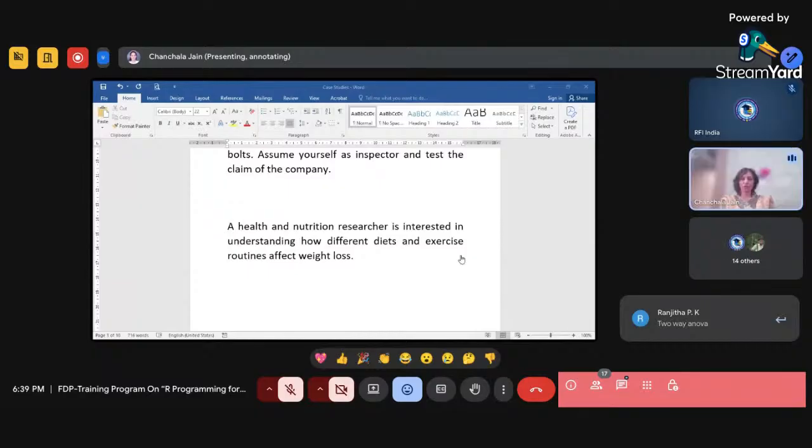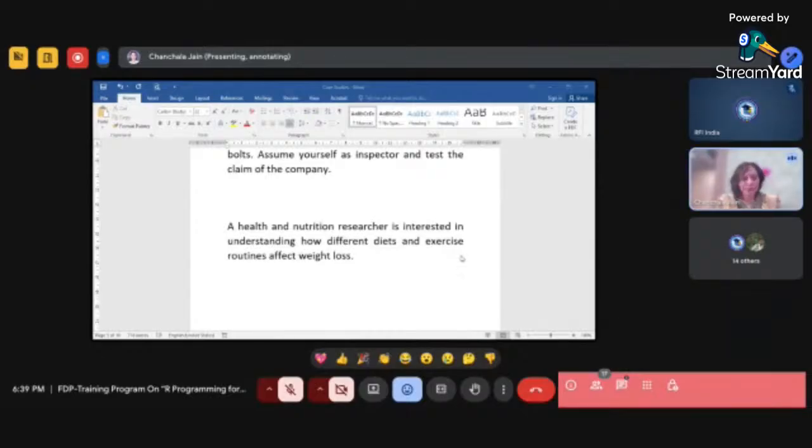Ranjita ma'am is saying two-way ANOVA, fine. Ma'am, here I think chi-square test or correlation can be applied. Chi-square and correlation, fine. Ramya ma'am is saying independent sample test. Okay, fine. We will see this question like this.